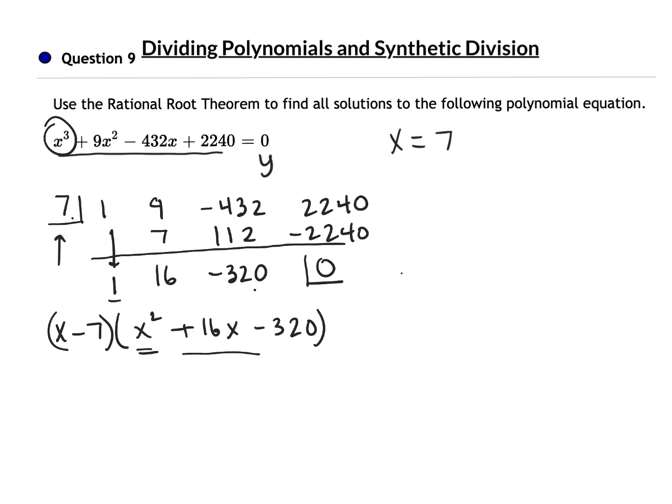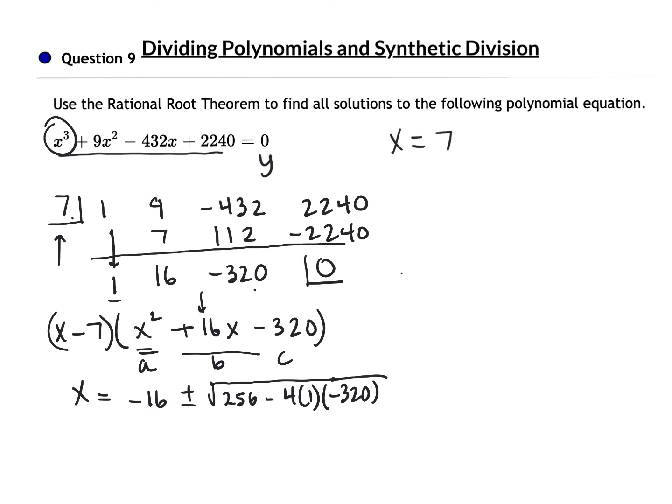The question is what to do with this. Let's use the quadratic formula. X equals, we have our A, our B, and our C. The opposite of B, negative 16, plus or minus the square root of b squared, that's 256. Remember that if that's negative and you square it, it's going to be positive. Minus 4 times a, which is 1, times c, which is negative 320, all over 2 times a.